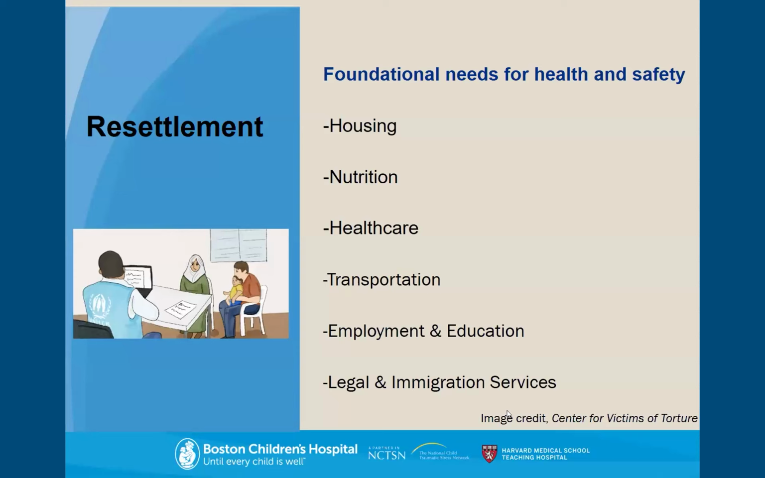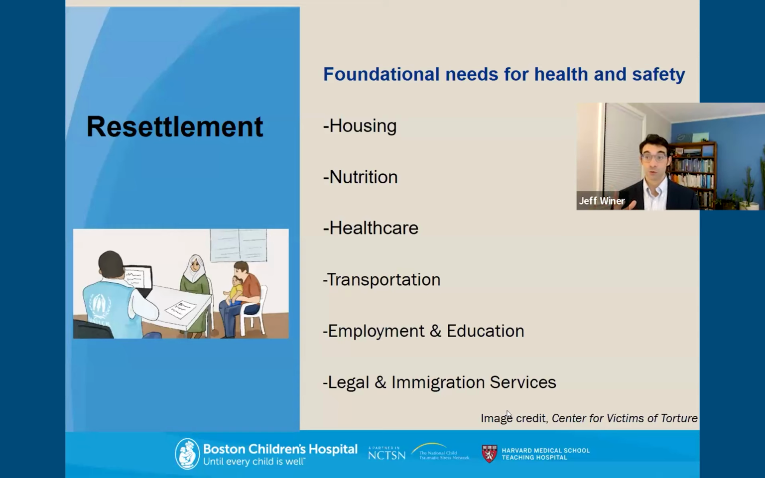And so these are things like housing, nutrition, healthcare, transportation, employment, and education, and then legal and immigration services. Now, how someone comes to the US, through what mechanism, whether they're an asylum seeker or a formally resettled refugee through the UNHCR, or coming as an undocumented kid, or coming as an economic migrant, there's lots of permutations. What's important about that is the legal status sets up access to lots of different services.